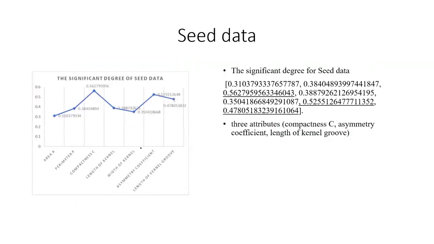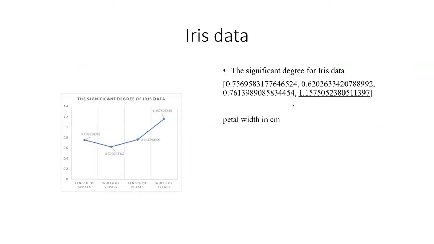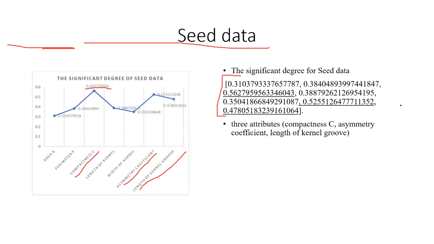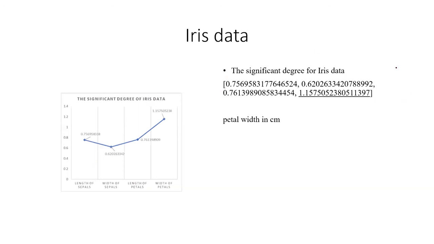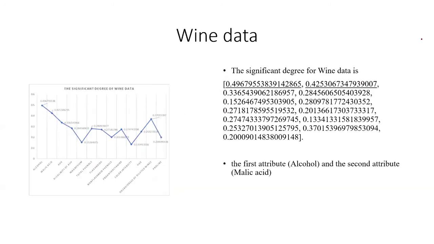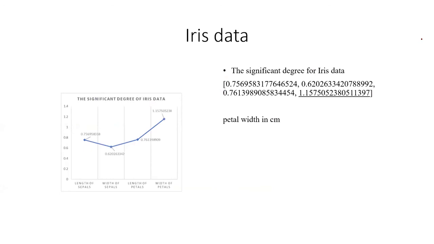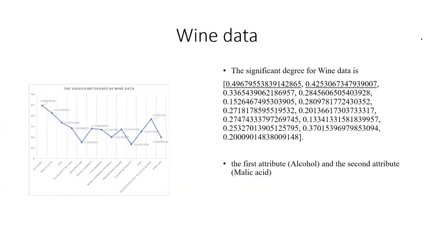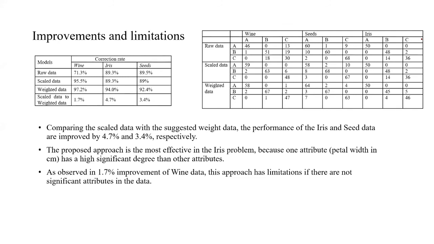Here is an example of significant degree. For the seed data, this is the significant degree. As you can see here, the attributes compactness, asymmetry coefficient, and length of kernel groove have compacting attributes. For the iris data, we are very interested because you can see that the petal width in centimeters has a strong attribute significant degree here. The wine data has the first and second attributes with good significant degree.